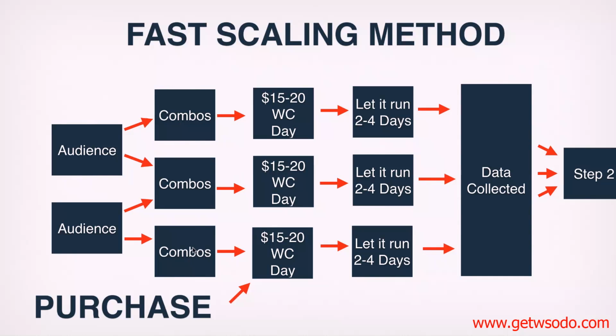I basically take my interests, or combos as I call them, I do a lot of flex targeting, and I might have 1 ad, 2 ads, 3 ads, depending on how many interests I have stacked up. But the thing is, I will jump on this straight with the purchase pixel. I will start throwing about 15 to 20 bucks a day at it on website conversion. I'll let it run for 2 or 4 days, and then I'll use the data and go on to step 2, which we'll show soon.